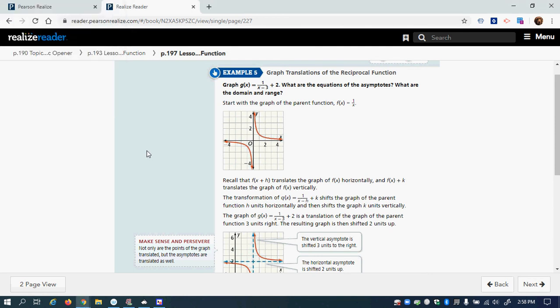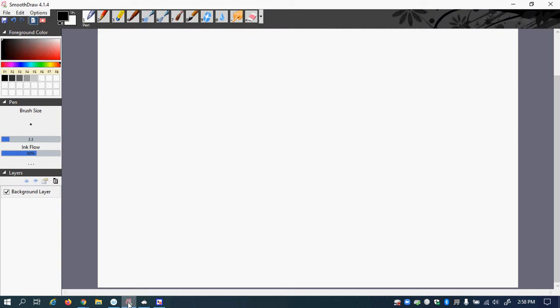So this is 4.1, and we're doing the last example, which is example 5. If you take a look, we're going to graph translations of the reciprocal function. We're going to graph this particular function, g of x equals 1 over x minus 3 plus 2. Let's write that on the pad and analyze this for a second so we can compare it to what we've done in the past.